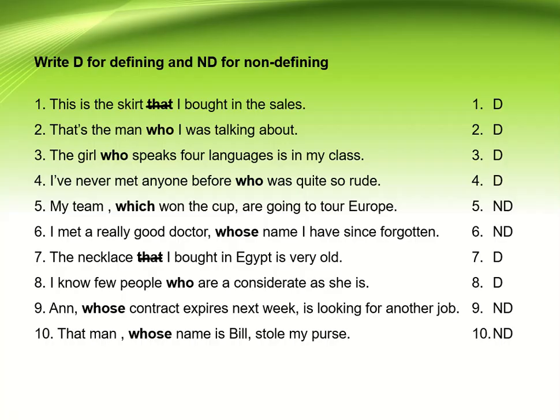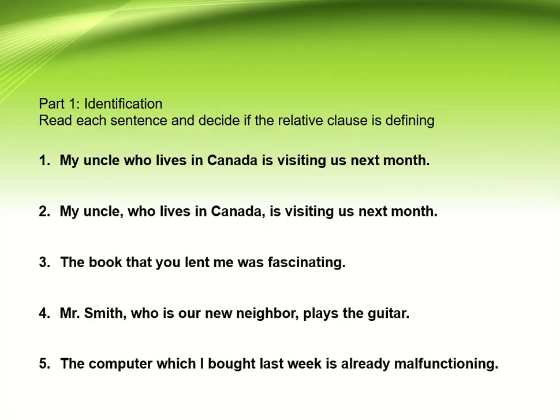Now, read each sentence and decide if the relative clause is defining. You know how to identify. Non-defining relative clauses are into commas, so it's easy to understand this exercise actually. Number 2 is non-defining, of course, because they are into commas. Number 4 is non-defining, and the last one is a defining relative clause.